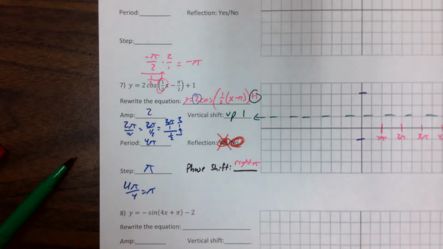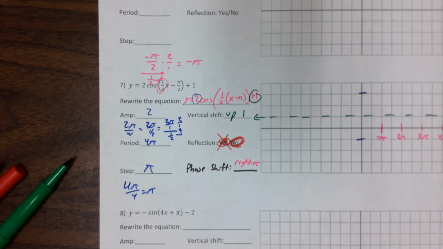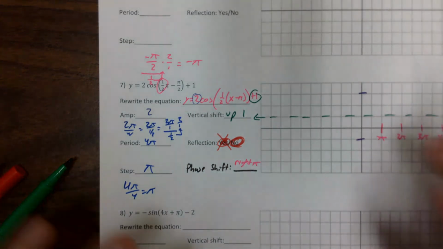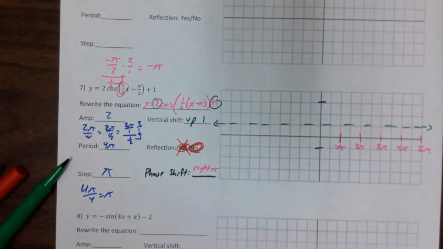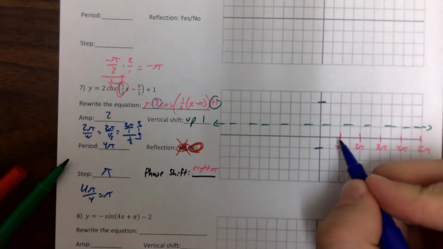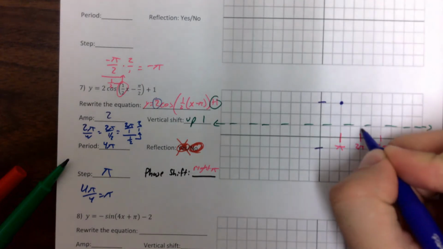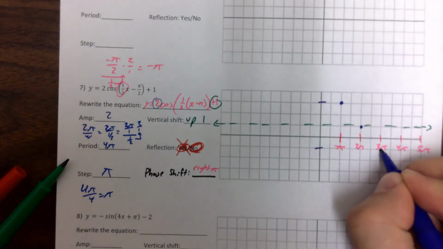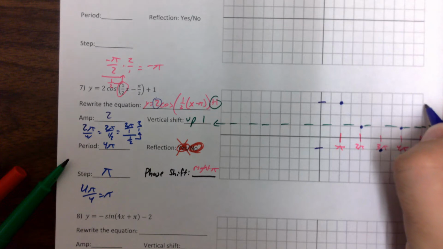Alright. And now I'm just going to go ahead and graph it. So cosine, again, this is my starting point. Cosine starts at its max, to the midline, to the minimum, to the midline, to the maximum.